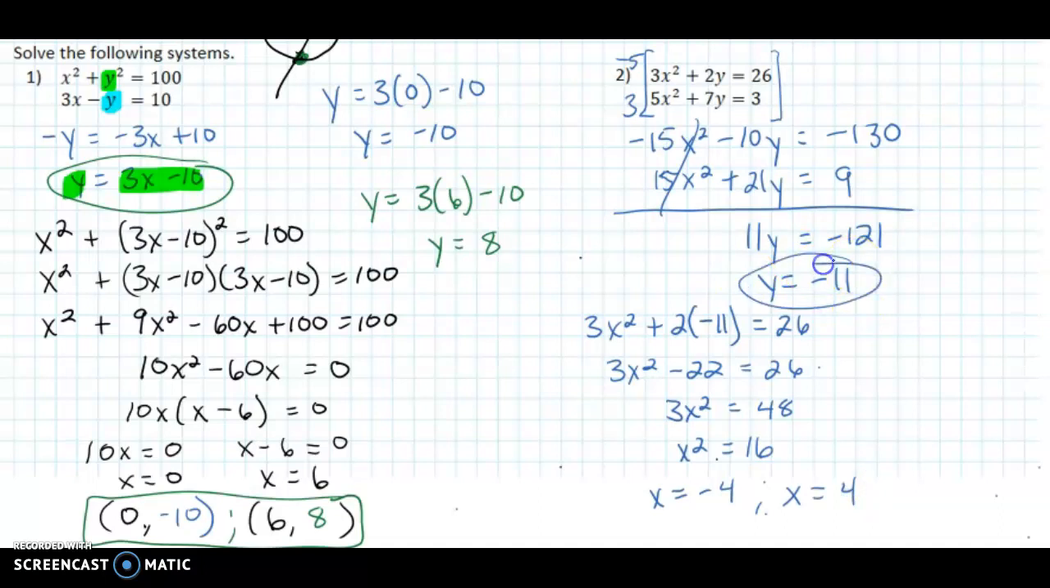And we already know y, so y is always -11. But we do have these two solutions. We have (-4, -11) and then (4, -11). And so both of these ordered pairs make both of these equations true.